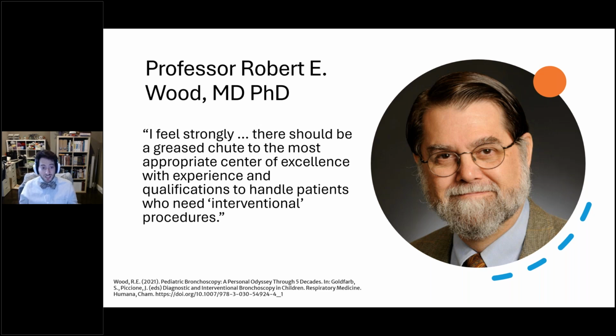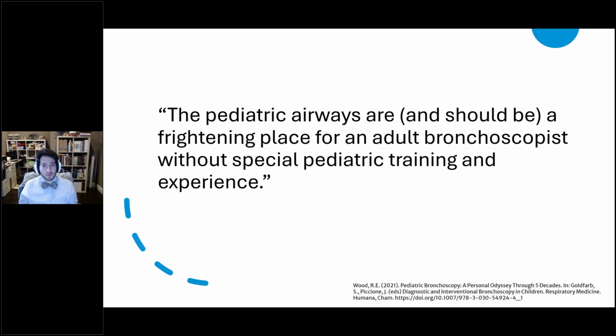Now, the question of what is the center of excellence and who has the qualifications to do this, I think is relevant. And when we talk about getting called as the adult provider to potentially participate in these cases, he specifically comments that the pediatric airway is and should be a frightening place for the adult bronchoscopist without specialized pediatric training. Now, he goes on to add that perhaps there's a binary in terms of age distributions, where at the age of roughly 12 years of age, the patient has developed both in terms of size and physiology to be similar enough that adult bronchoscopists should be able to handle it more independently. Everyone younger than that age, he makes a significant argument, should be having the experience and the collaboration with pediatric colleagues.